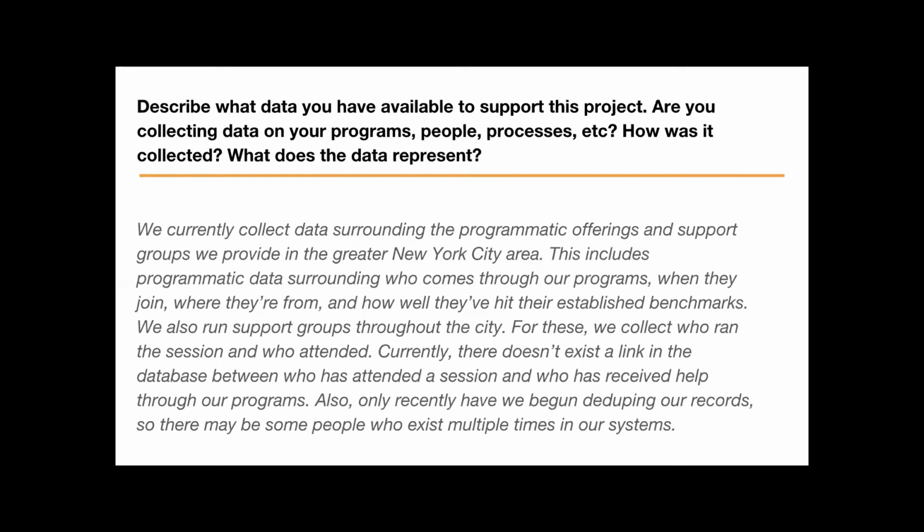So already you've given DataKind a sense of what the data is, what you're collecting, and where you're collecting it, which is actually something we often forget, but that's very important. Telling us that it's in New York City tells us something about the nature of that data. Next, this includes programmatic data surrounding who comes through our programs, when they join, where they're from, and how well they've hit their established benchmarks. And if we keep going, we see there's other data they collect around support groups.